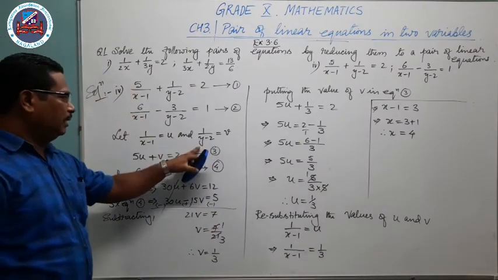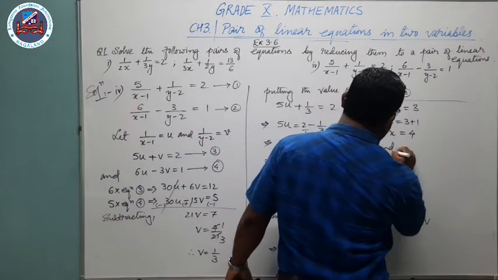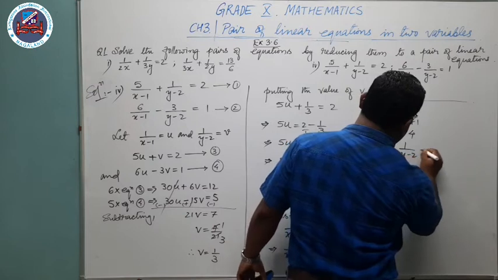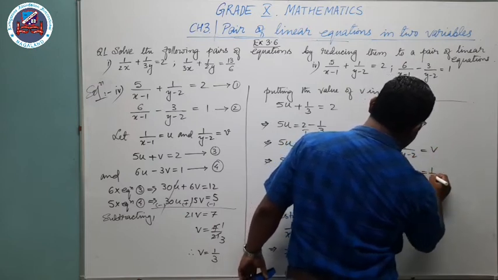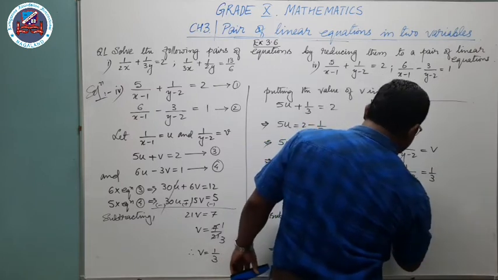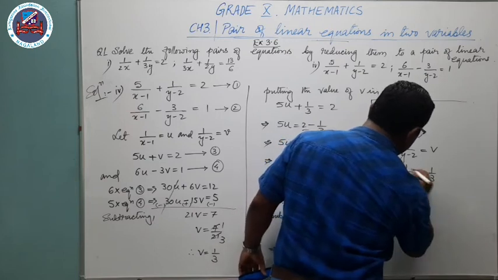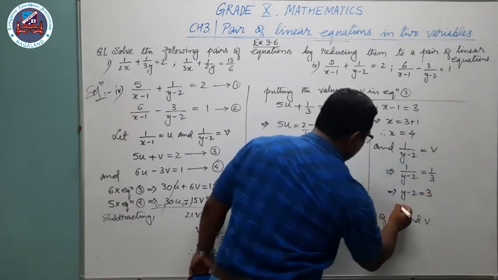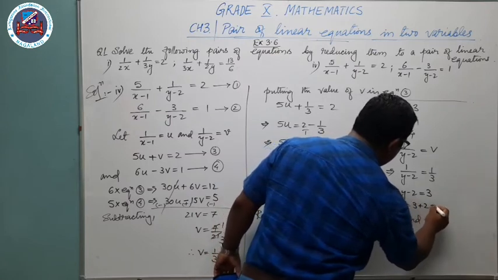that is 1 by y minus 2. And 1 by y minus 2 is equal to v, which is also 1 by 3. Then cross multiply here also. y minus 2 is equal to 3 ones are 3. So y is equal to 3 plus 2, that is equal to 5.